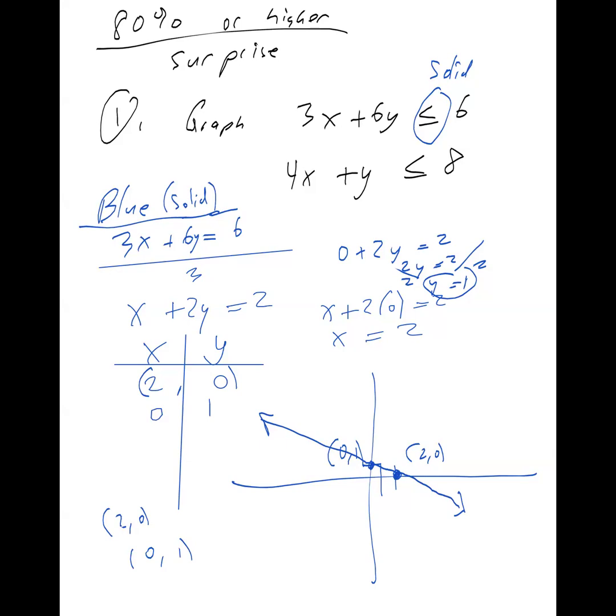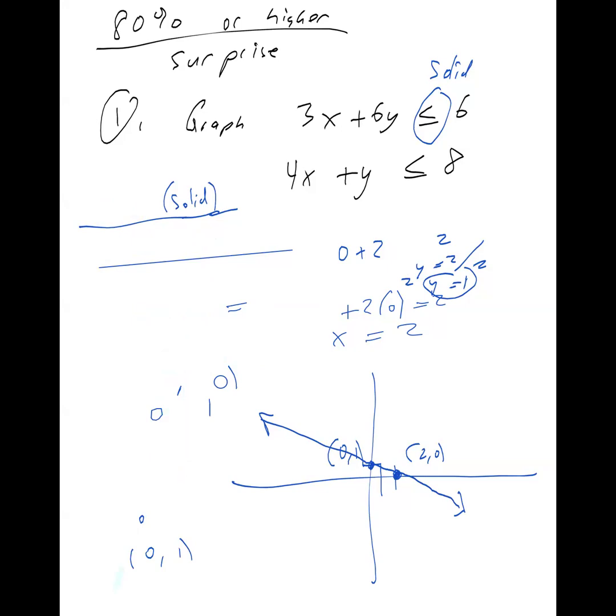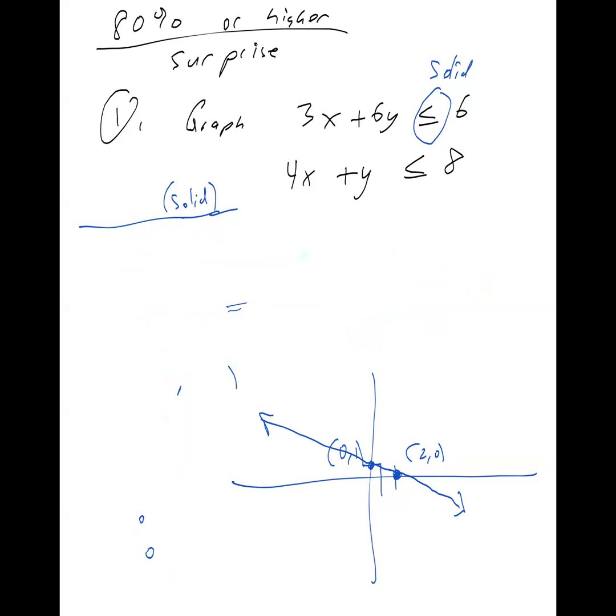Okay, so I'm done with the blue line. Now, what color should I use for the other one? How about green? Is green good? Green sounds good to me. So let's make a green line. Is the green line going to be a solid green line or a dashed green line? Solid, you're right. Solid.